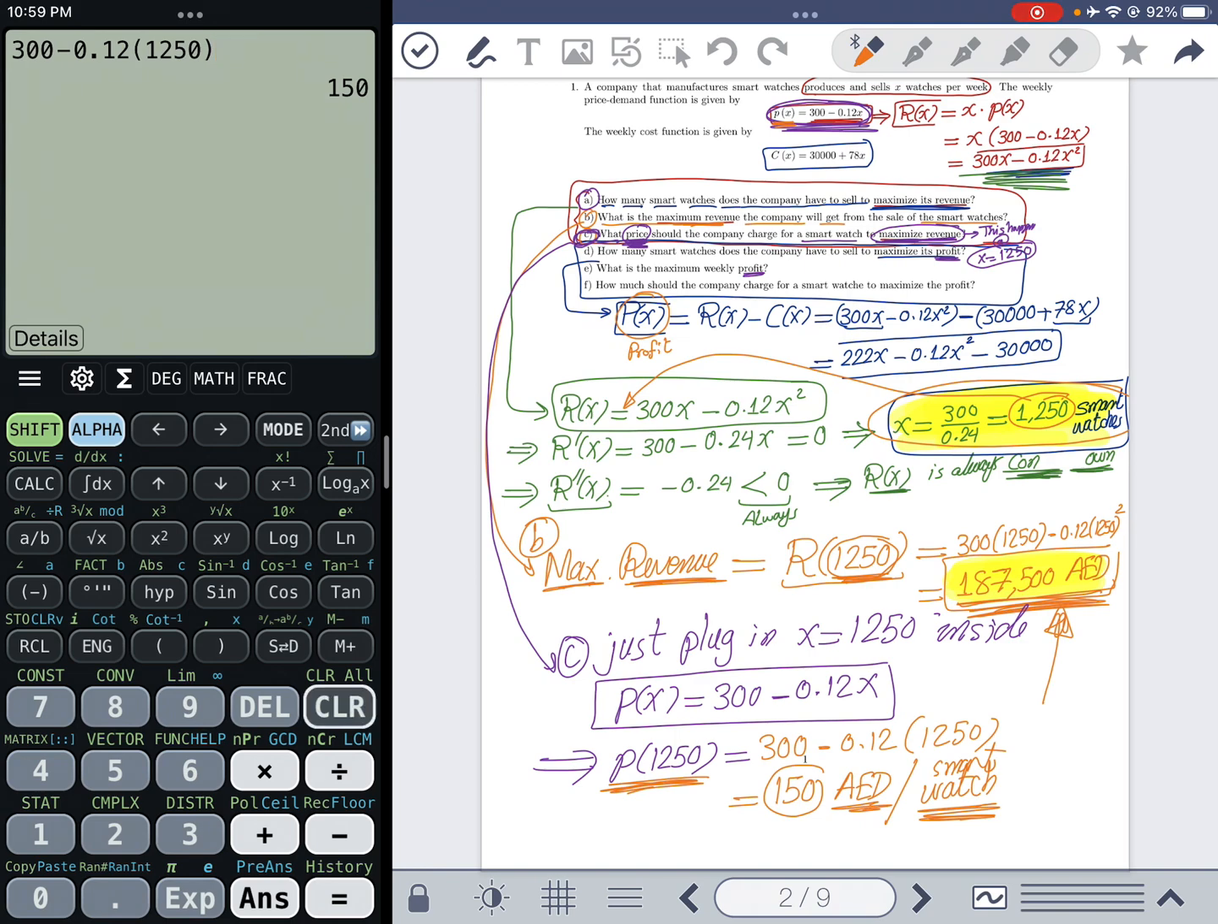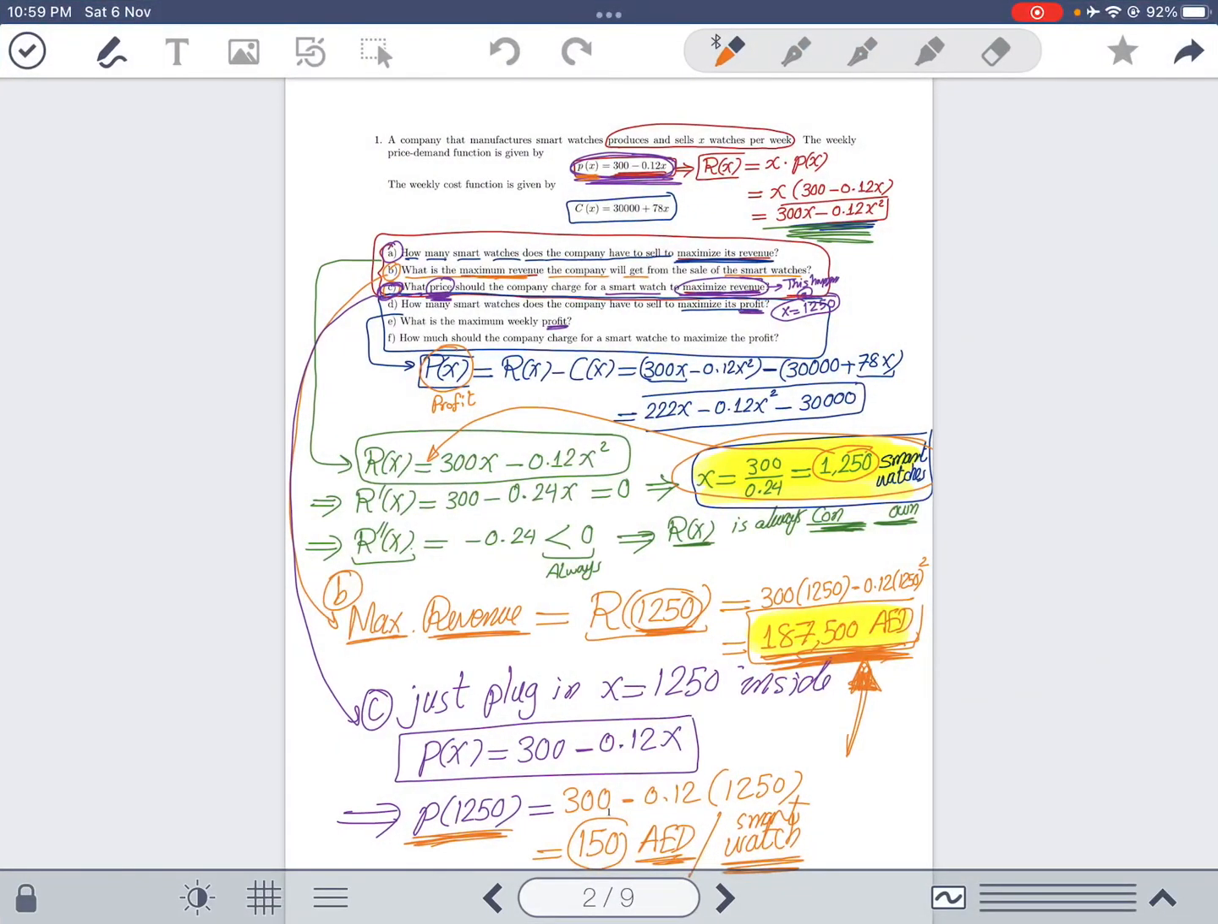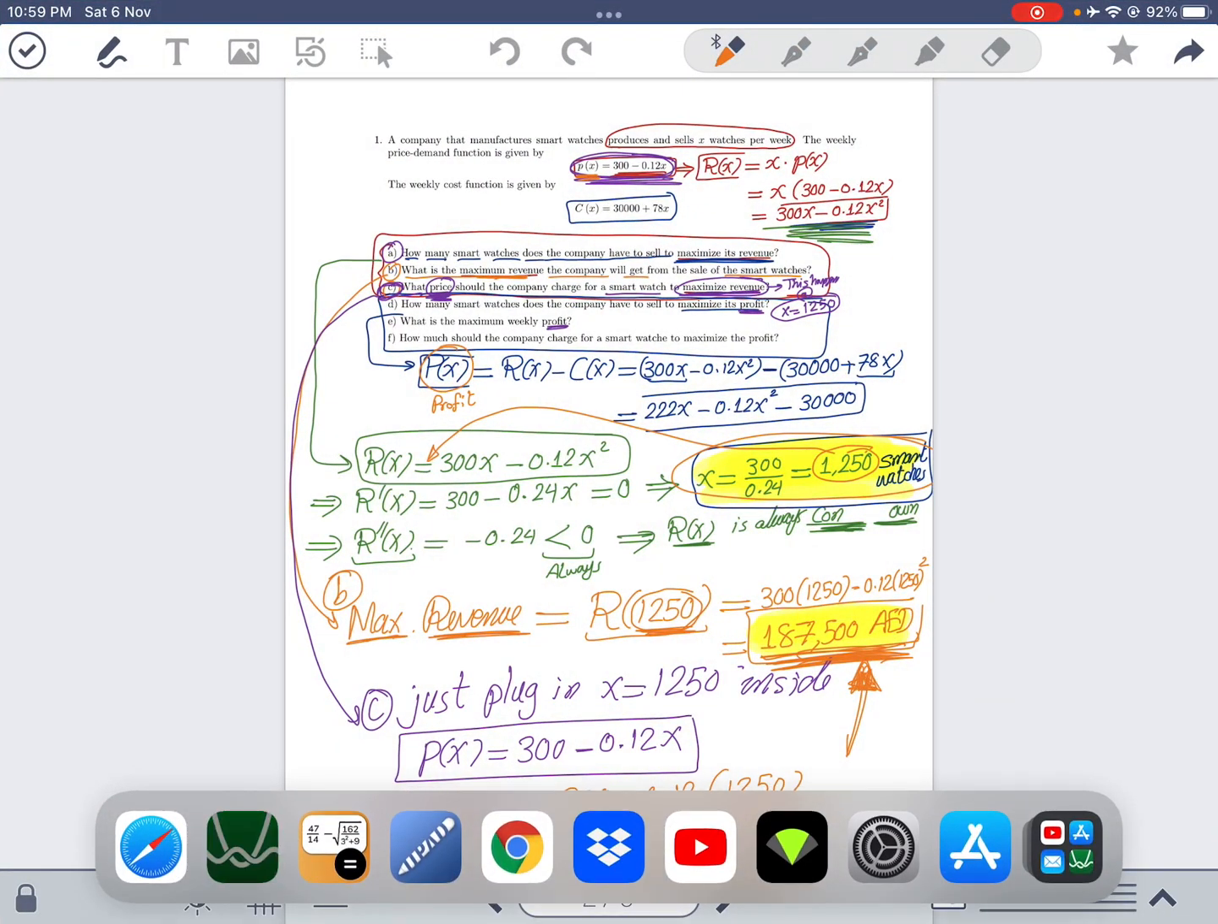Notice that yes, if I'm selling at 150 dirhams per watch, and I have 1250 watches, look what they give me, 187,500. Yes, which agrees with what I have here. So all of it now agrees. And now pay attention to what I'm going to do. This is something that is very nice to learn.